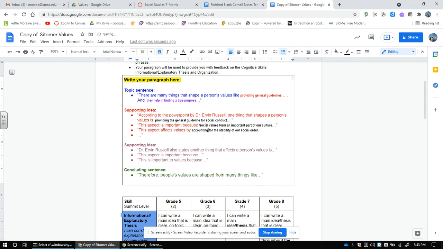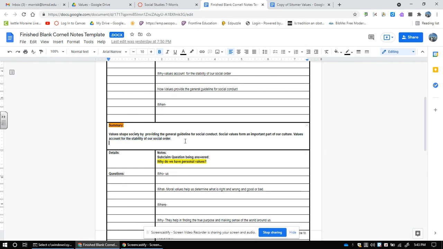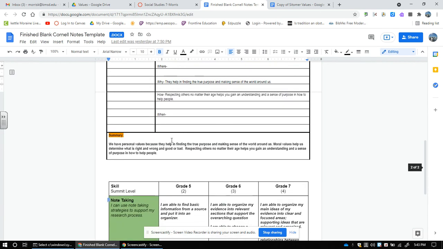And I need the word accounting. There we go. Now that whole thing makes sense. Where did it come from? It came from my first summary. You guessed it. Now we move down here to our second summary.